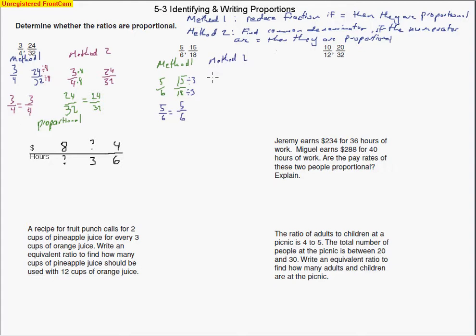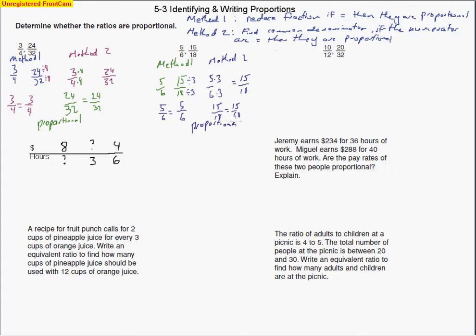That would be to come up with a number that when I multiply by 6, I get 18. And in this case, it would be 3. So I'd multiply the top and the bottom by 3, and I'd come up with my equivalent fraction, so 15/18. And so when the two numbers, again, are equal, that means that they are proportional.